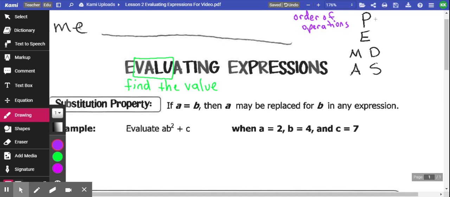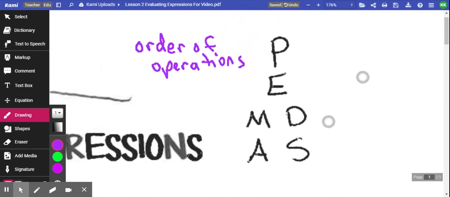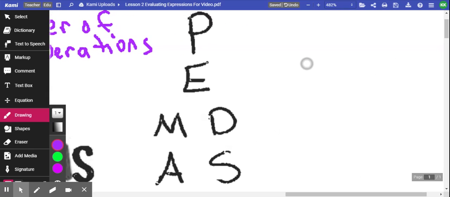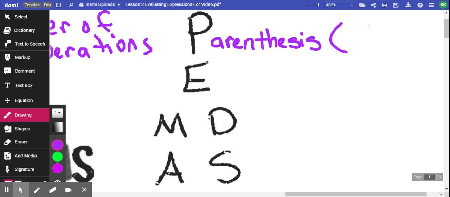P stands for parentheses. I'm going to zoom in so I have more space to write here. Remember, you can zoom in using your fingers just like you do on a phone. So P stands for parentheses. And as you know, these are what parentheses look like. And whatever is inside the parentheses, that's what you do first.